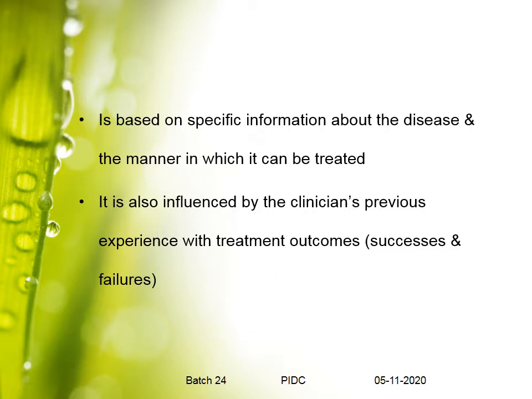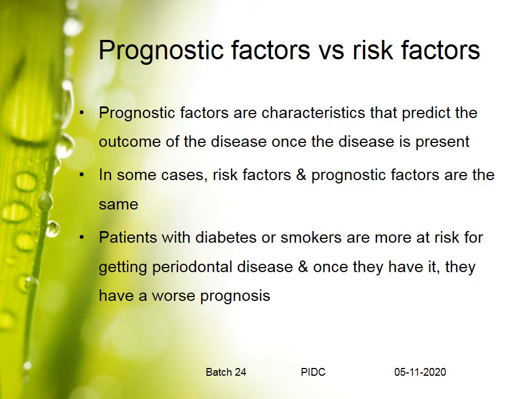So, prognosis is based on specific information about the disease and the manner in which it can be treated. It is also influenced by the clinician's previous knowledge with treatment outcomes. It could be either with the clinician's successes he encountered or failures.